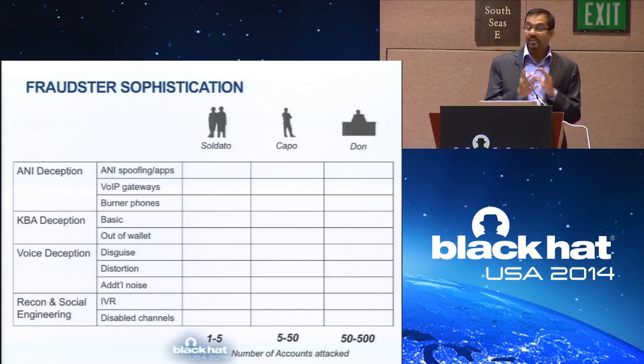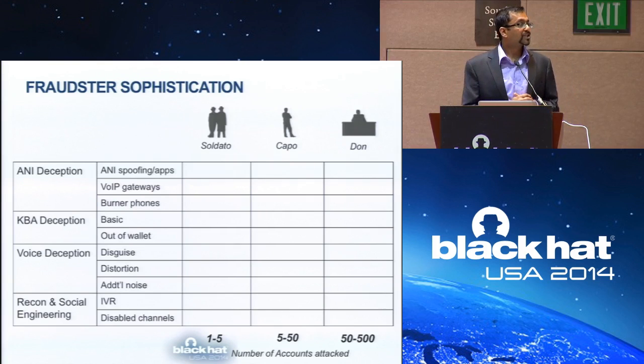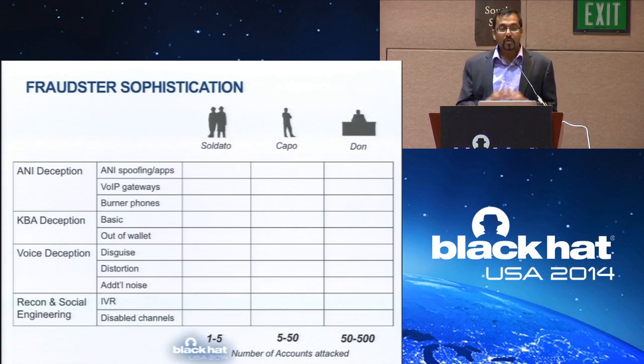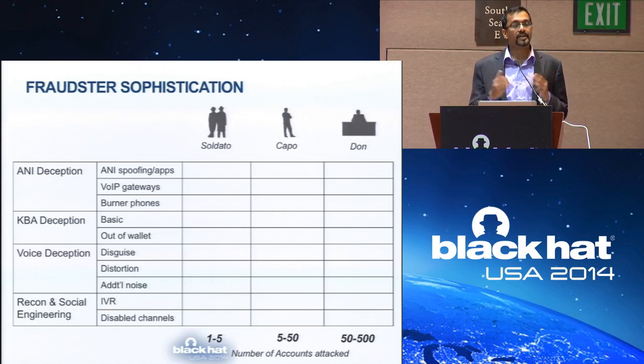So if you look at the sophistication of these fraudsters, I'm actually a fan of The Godfather. And if people here remember The Godfather, there are rings to the mafia. It starts off with the soldiers or the soldatos, then goes on to the capos or the captains, and then you have the Don, right? Don Vito Corleone. So with that said, we found fraudsters also having similar levels of sophistication. What they're doing is a variety of things. One, the first thing that they're doing pretty effectively is what's known as ANI, or phone number deception, right?